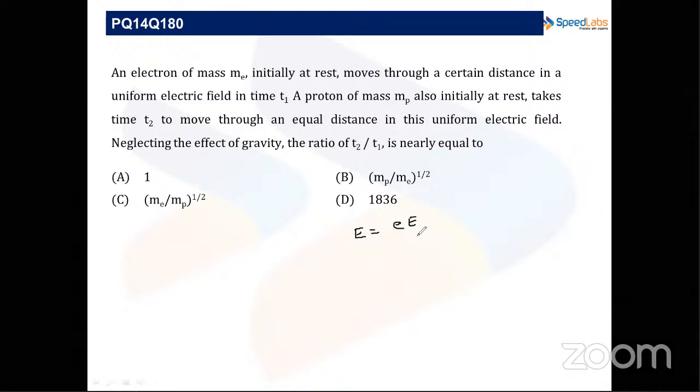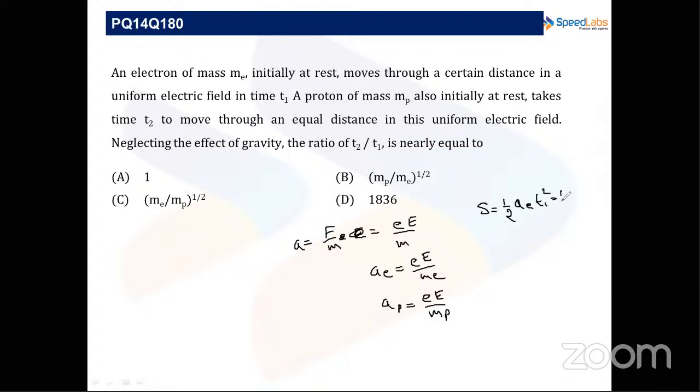So e times E, that is force, divided by mass. So I got acceleration, right? That is force divided by mass. So acceleration for electron is eE by me, and acceleration for proton is eE by mp. Only masses are different, everything else is same. So the distance traveled is also equal. So I can write S, both are initially at rest, so S is equal to ut plus half at squared. So half acceleration of electron times t1 square is equal to half acceleration of proton times t2 square, right?